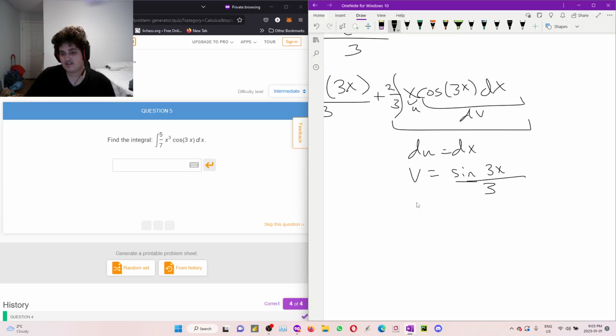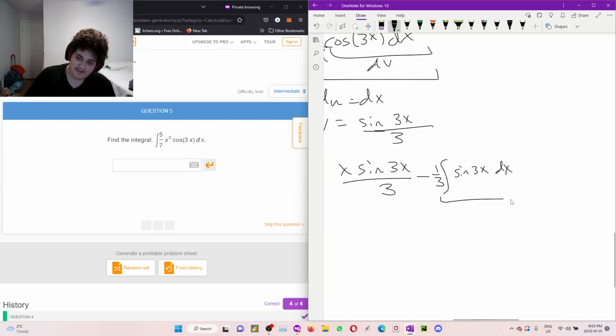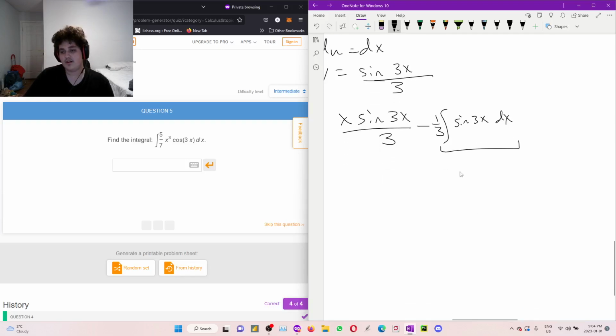So uv is just going to be x sine 3x by 3 minus integral of v du. Let's take the 1 over 3 out. And now finally we have something here that we can solve. Again, we already did this already. Just this, right? Plus c. Don't forget the plus c. So these are going to cancel. It's going to be over 9.